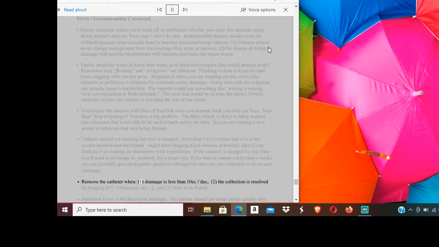Remove the catheter when 1. Drainage is less than 10 cc a day, 2. The collection is resolved by imaging, CT, ultrasound, etc., and 3. There is no fistula. Persistent fever 48 hours post-drainage.